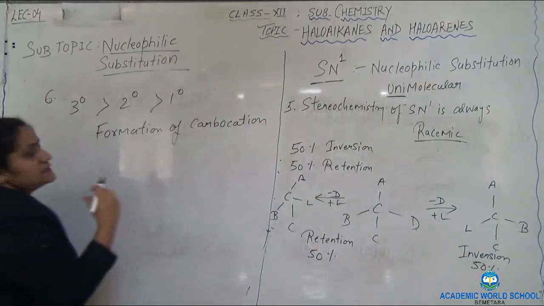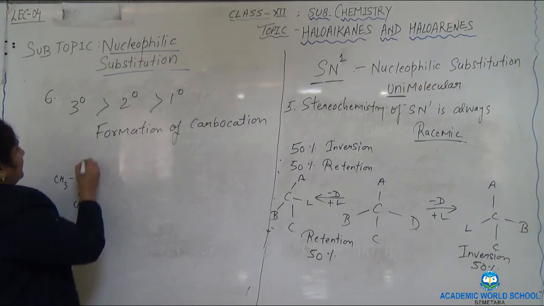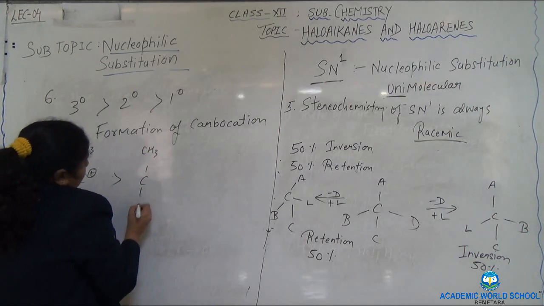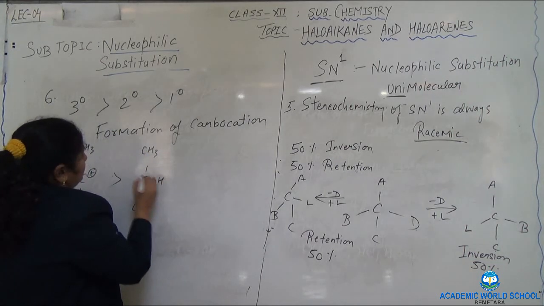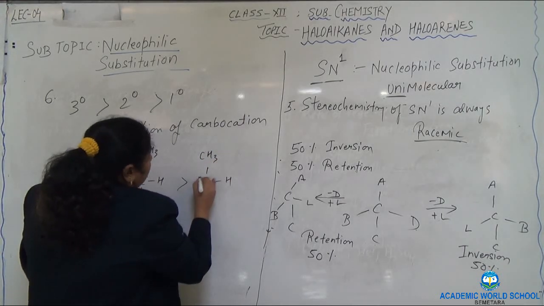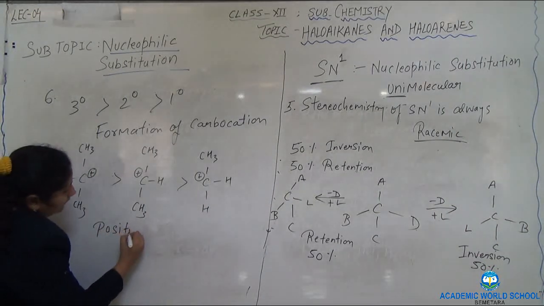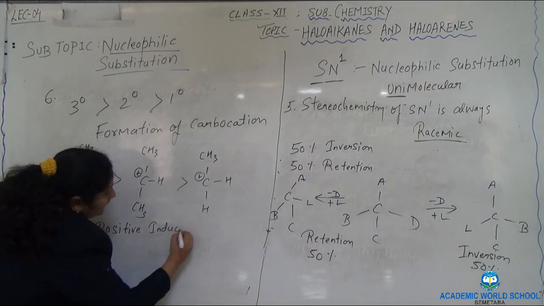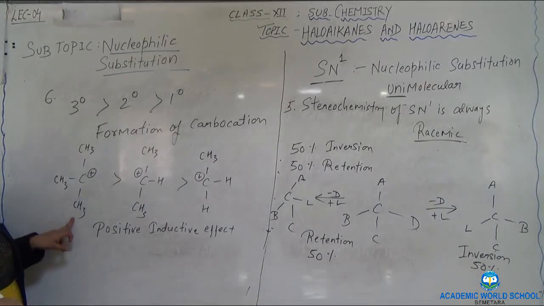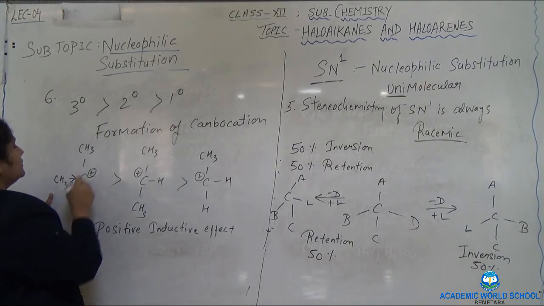and you all know the stability of the carbocation is 3 degree, 2 degree and 1 degree. But why is this so? Why are tertiary carbocations more stable than primary? The reason is the electronic movement, which is called the positive inductive effect. Very important. As there is the presence of 3 methyl groups, the electrons of the methyl groups will be shifted toward the carbon, this also and this.